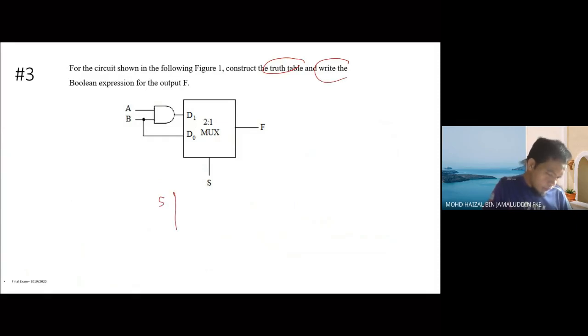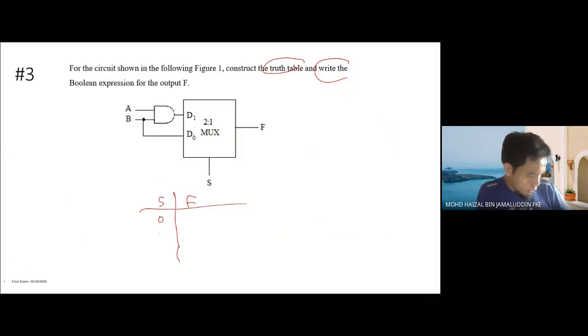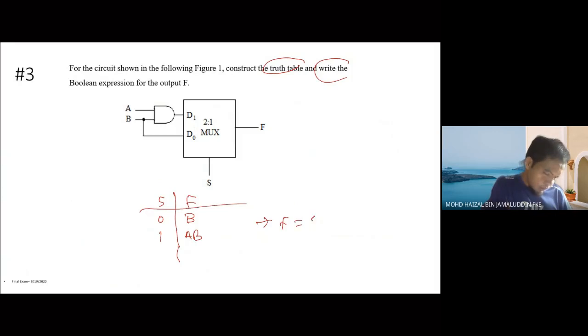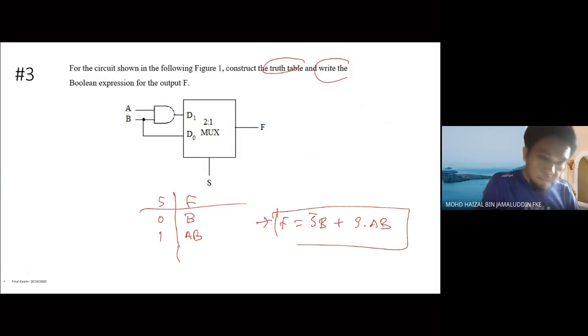You can make a simplified truth table here, so that you only have the one selector here. So F is equivalent to B when S equals 0, and F is equivalent to AB when S equals 1. So here you can have the Boolean equation of S bar B plus S dot AB. So it's just a simple solving, maybe a 2 marks question. Okay, so this is very easy. So just to test, this one is everything in the lecture slide.